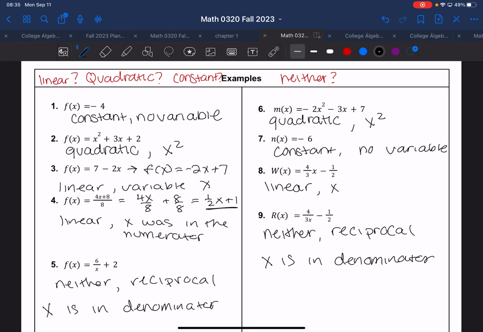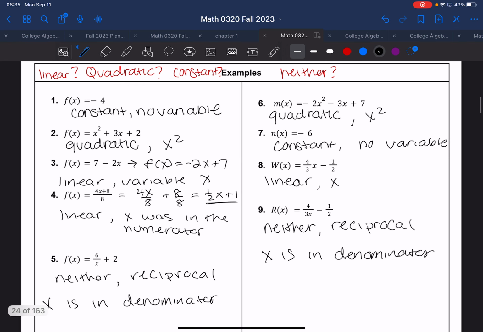Okay. So again, in these examples, we were just identifying what type of functions they are. Any questions on 1 through 9? Okay.